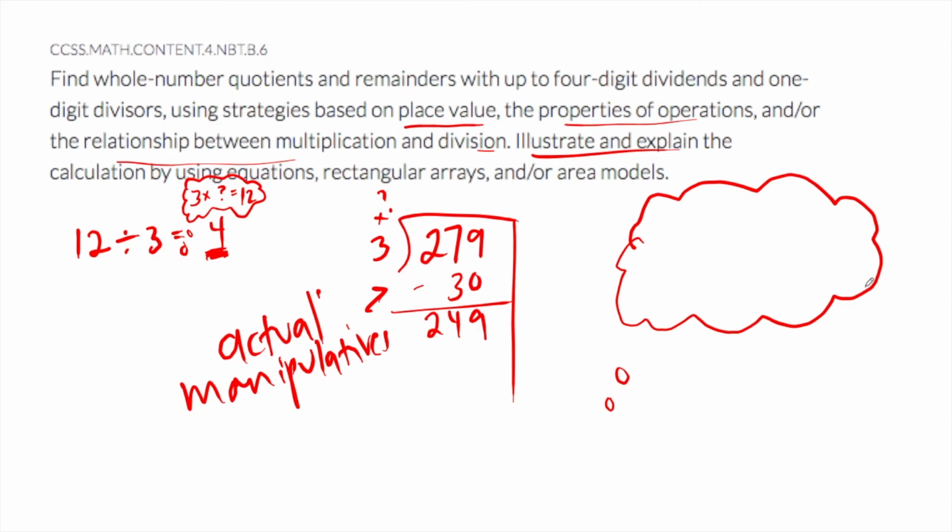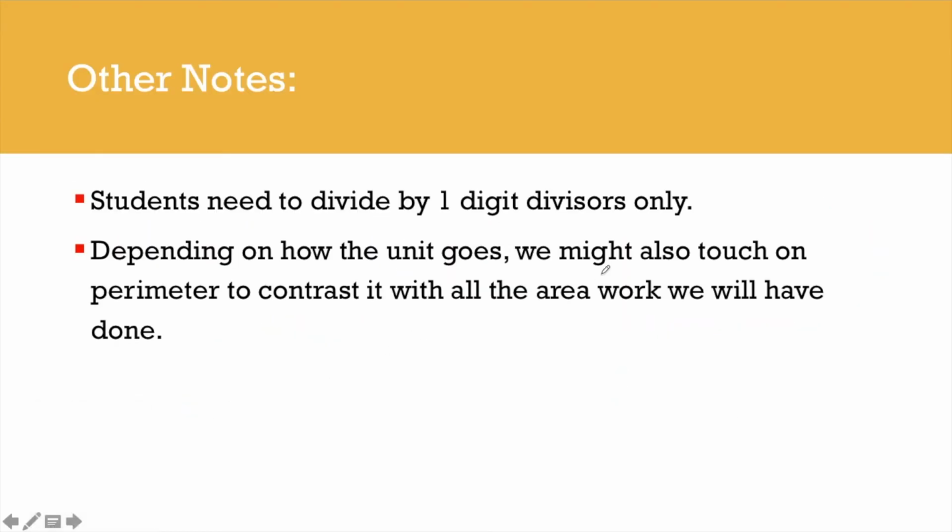And it's the thing that's going to take them a really long time before they are fluently adding or before they are fluently dividing. And that's why, again, we don't see that they need to use the traditional algorithm until 6th grade. Students will only need to divide by 1-digit divisors at this point. And depending on how the unit goes, we might also touch on perimeter.